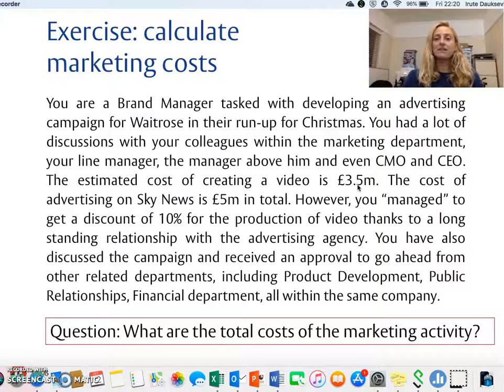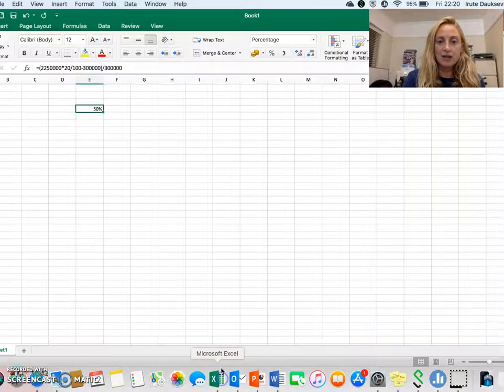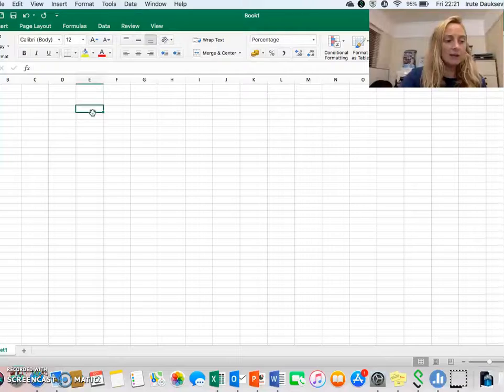So here you might say it's relatively easy to actually calculate those. You can see that you managed to get a 10% discount on the production cost. So 3.5 million minus 10% would be 315,000 pounds. So 3.5 million minus 315,000 pounds would give you 3 million and, let's just do the calculations on the Excel spreadsheet. That might be a little bit easier.